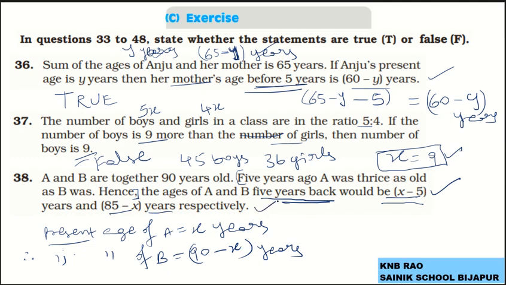So, it is satisfying first of all. And why this sentence, 5 years ago A was thrice as old as B? That is to solve the question. First of all, do you agree that 5 years before, their ages will be x minus 5 and 85 minus x? Yes, obviously. So, this is true.